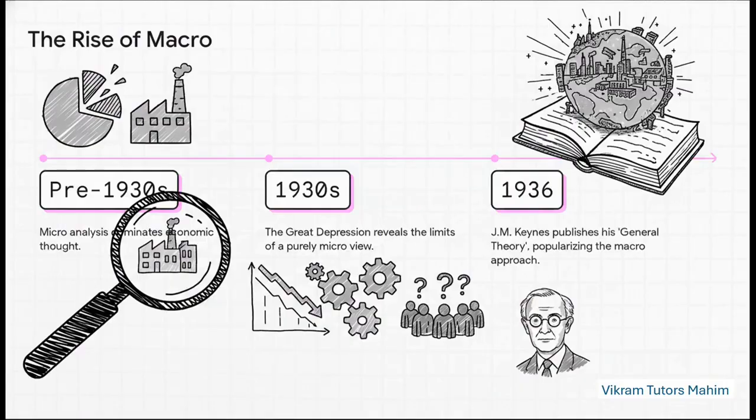Now, what's really fascinating is that for a long time, economics was basically all microeconomics. But then the 1930s happened. The Great Depression was this global disaster that the old micro slicing method just couldn't explain. I mean, why was there suddenly mass unemployment everywhere? The old tools didn't have an answer. So in 1936, the famous economist John Maynard Keynes came along and published a revolutionary book that basically invented the field of modern macroeconomics to answer these huge economy-wide questions.